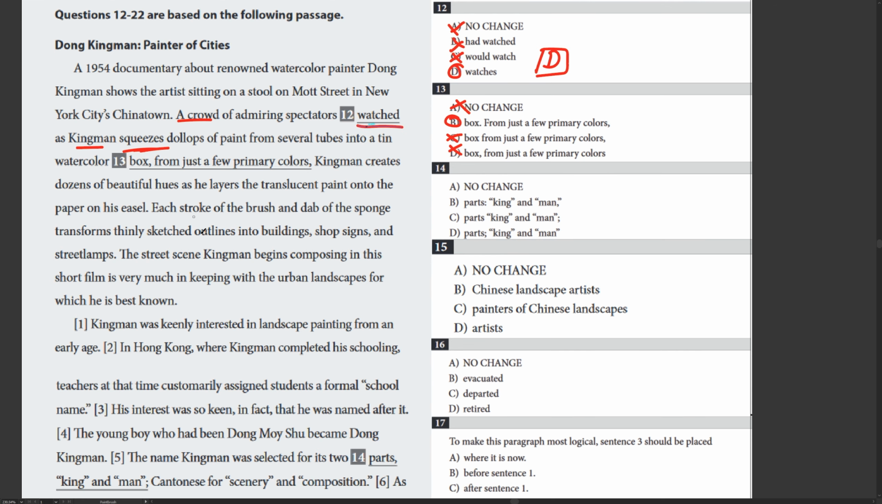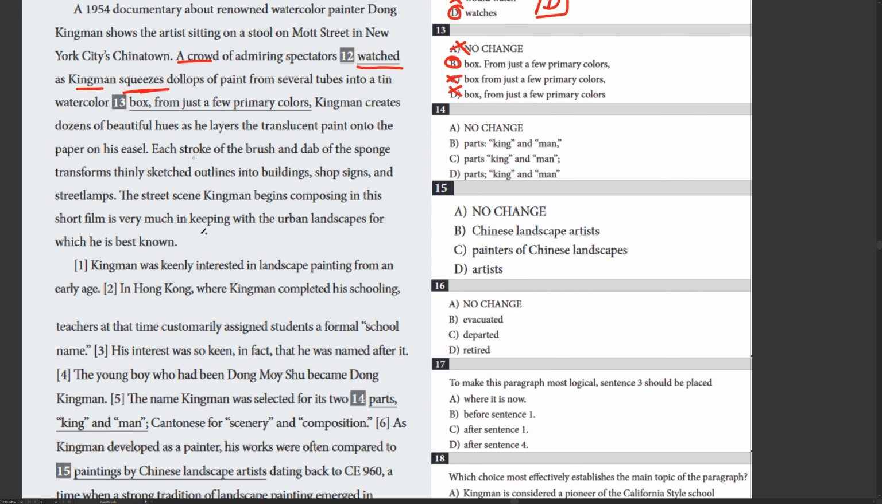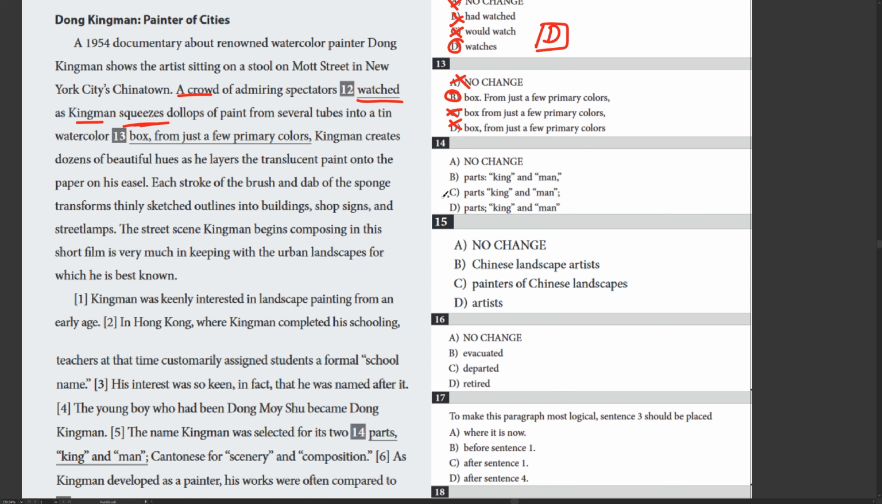But yeah. So going over to 14, the name Kingman was selected for its two parts, King and Man, Cantonese for scenery and composition. So far looking at C, it's pretty close, but in this case what I want to do is I want to separate the first part of the sentence because that's what he's describing, what he's going to name. So it'd be appropriate to have a colon over there instead of a comma. And in that case, you could just have a comma over here.